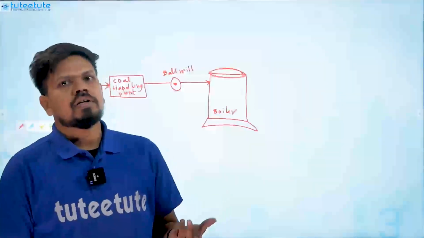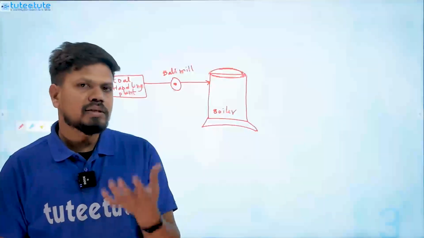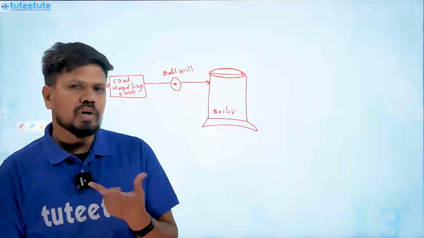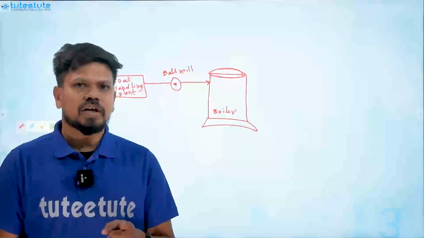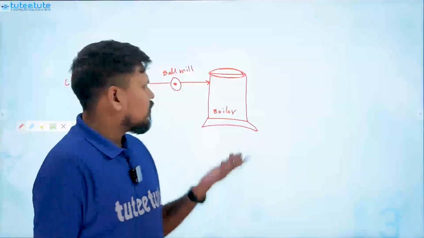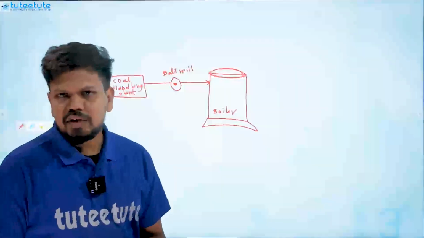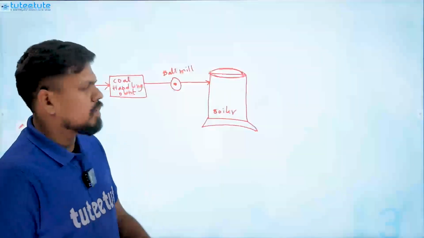So, the boiler. Tell me, we have to get the steam in this boiler. How can you get the steam? We have to send some water, right? Without water, by sending only the coal, it will not happen, right? So what you have to do is send some water.